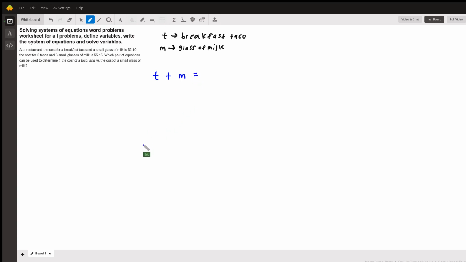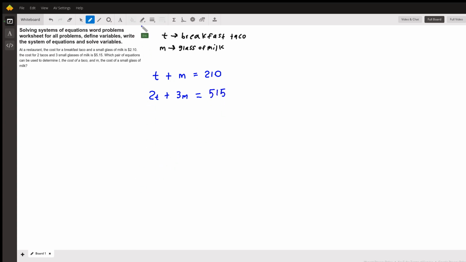equals 210. I'm not going to write 210 as 2.10. I think that's harder. If you have a calculator, it's fine, but I'm going to write cost in terms of cents, which makes our arithmetic a little bit easier. And we know that 2 breakfast tacos and 3 small glasses of milk is $5.15. So 2 tacos is 2T plus 3 glasses of milk, so 3M, equals 515. Again, cost in terms of cents.